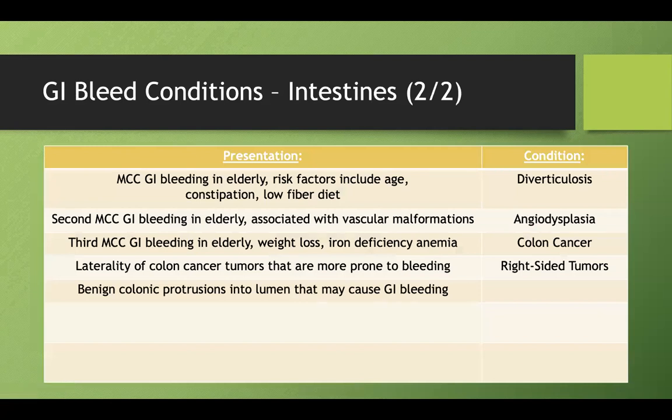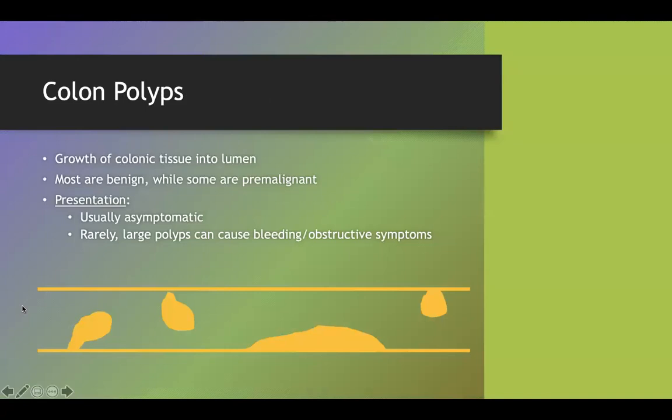What are benign colonic protrusions into your lumen called that may cause GI bleeding? So those are colon polyps. I drew a couple polyps here. This is like a sessile polyp and a few pedunculated polyps. And just know that large polyps can cause bleeding or obstructive symptoms.